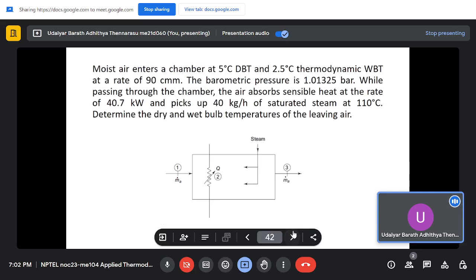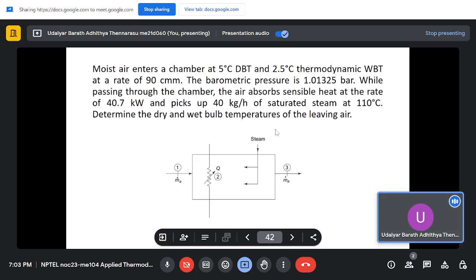Moist air enters a chamber at 5 degrees Celsius dry bulb temperature and 2.5 degrees Celsius thermodynamic wet bulb temperature at a rate of 90 cubic meter per minute. The barometric pressure is 1.01325 bar. While passing through the chamber, the air absorbs sensible heat at the rate of 40.7 kilowatt and picks up 40 kg per hour of saturated steam at 110 degrees Celsius. Determine the dry and wet bulb temperature of the leaving air.